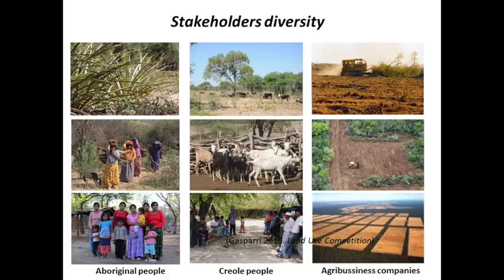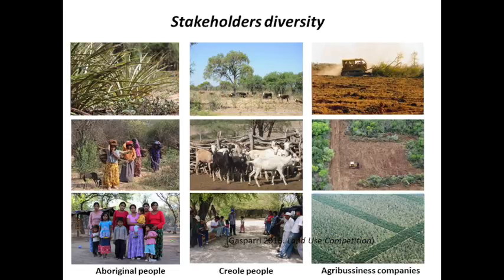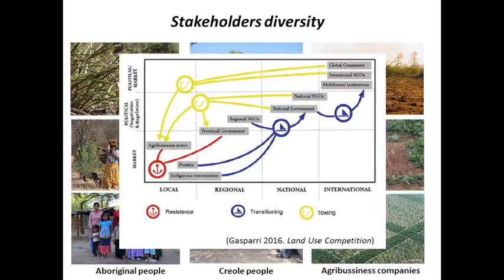Well, here are the aboriginal communities. The Creole people, who were not native Argentinians or native Bolivians, but were descendants of the first European colonizers of the area. And there are the agribusiness companies. The Creoles base their economy on livestock production, either goats or cows, and the agribusiness companies base their economy on replacing the forest to cultivate soybean, basically. So we need to map and understand the relationships that derive from this diversity of stakeholders.